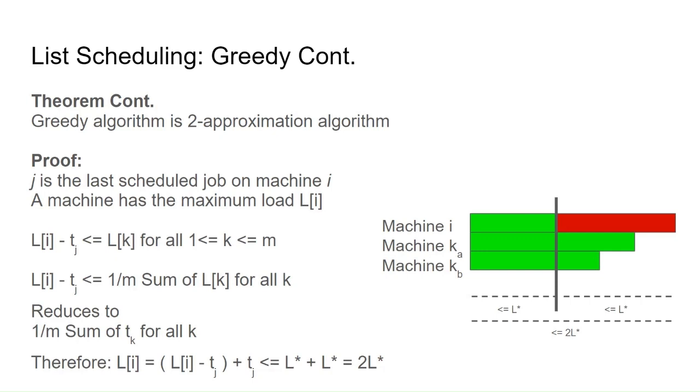Now we can apply lemma 1 and 2 from the previous slide to simplify our inequality. Since Li minus the processing time of job J is less than or equal to the average load, as at least one of the M machines does at least a 1 over M fraction of the total work, that is less than or equal to our optimal makespan L star. And since some machine must process the most time-consuming job, that is also less than or equal to L star. If we add those two together, that's how we conclude that this greedy algorithm is a two-cost approximation algorithm.